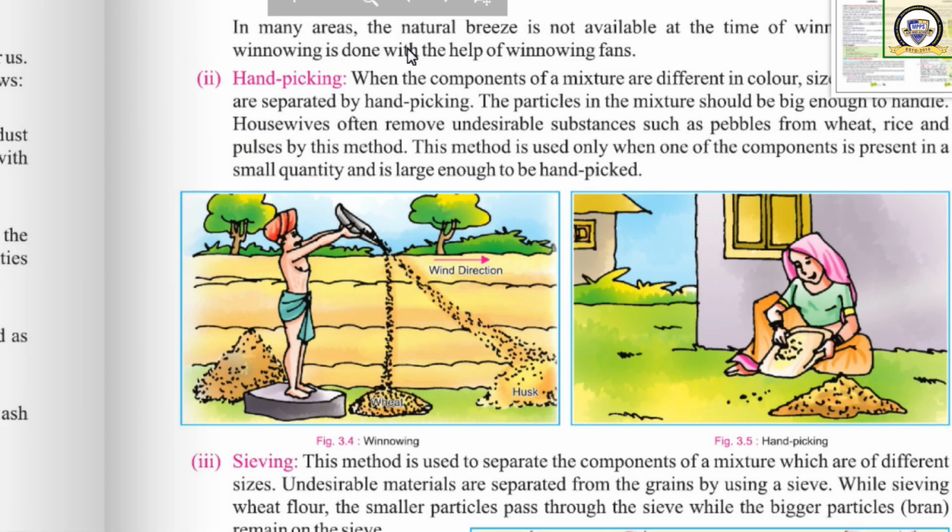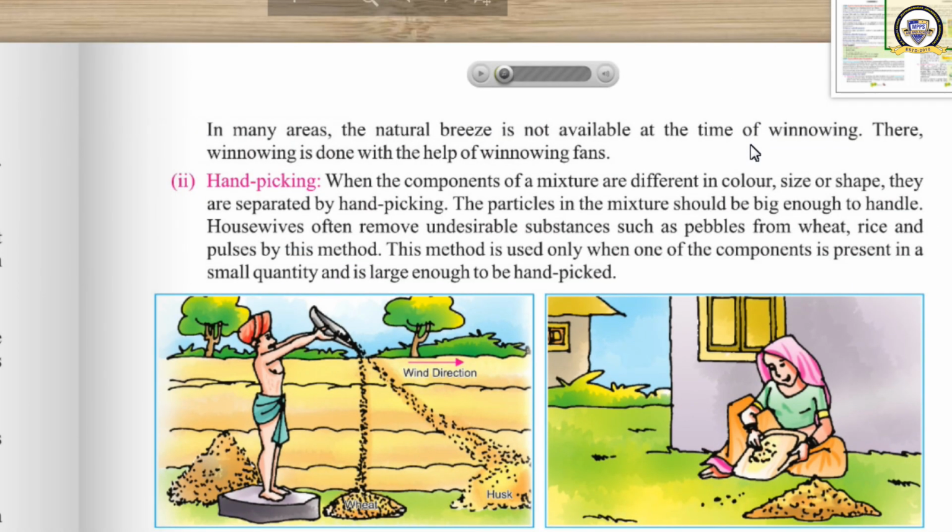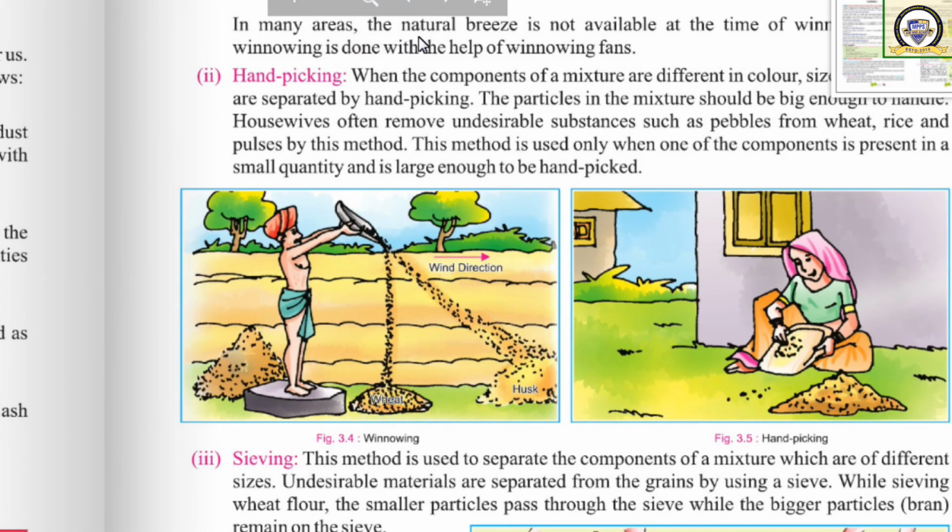In many areas, the natural breeze is not available at the time of winnowing. So winnowing is done with the help of winnowing fans. During the season when winnowing is required, there may not be a natural breeze, so the farmers use winnowing fans to perform winnowing.